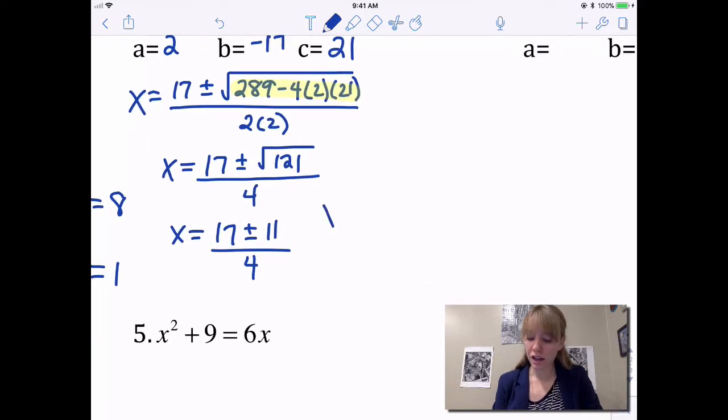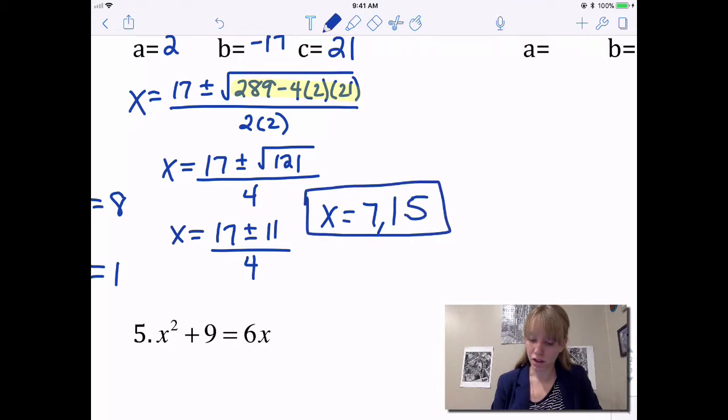And you can actually just do these two problems at the same time. So 17 plus 11, and then divide by 4 is 7. And then 17 minus 11, and divide by 4 is 1.5, or 3/2. So those are your two answers.